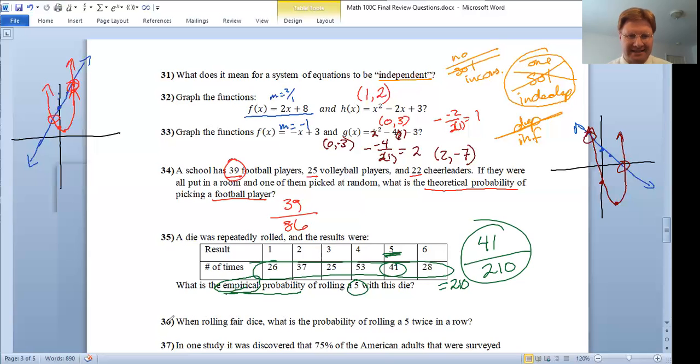Number 36, when rolling a fair die, what is the probability of rolling a 5 twice in a row? Well, rolling a 5, and then times it by rolling a 5 again, 1/6 times 1/6. And again, this is a fair die, so that tells us we're doing stuff in our brain, not actually doing the experimental stuff. All right, let's clear that off and move on to 37.